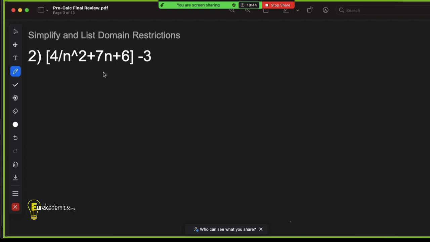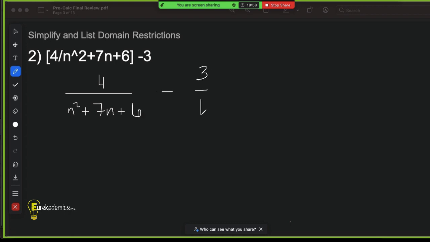Okay, so we have this rational expression because it's a fraction. N squared plus 7n. Yes, we can factor that, but don't rush. Think wisely here. Over 1. So you're going to have to fix this common denominator issue by multiplying this one by this polynomial. And if you do that on top, yes, you're going to have to factor. I mean, not factor, distribute.